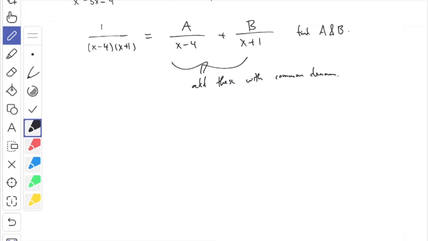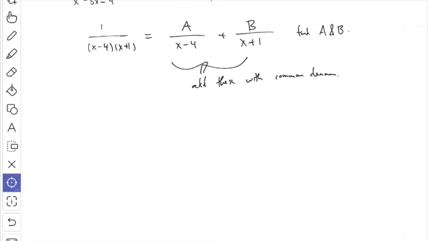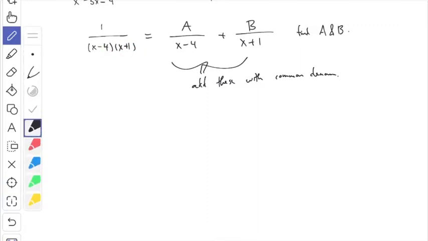Now, what will be the common denominator? Actually, the common denominator will be this thing on the left side. It will be the product of those two denominators, right? With numbers, sometimes you try and find the least common multiple, but these are polynomials. The best you can do for the denominator will always be just this product. So my denominator is going to be this, x minus 4 times x plus 1.